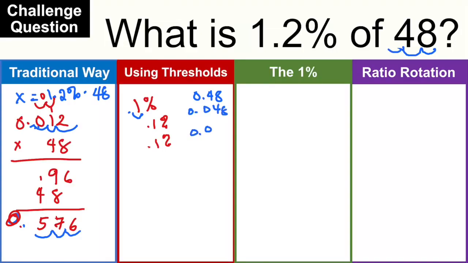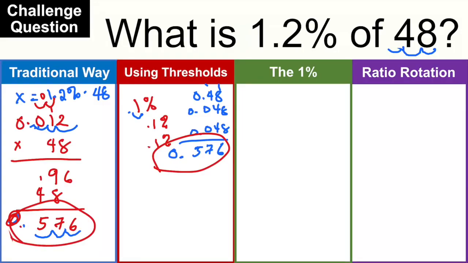And another 0.048, i-add ko lang siya. So, you have 16 right here. And then you have 9 plus 8, which is 17. This is 576. At ayun na yung decimal. So, 0.576. Again, pareho pa rin yung sagot sa kanilang dalawa.